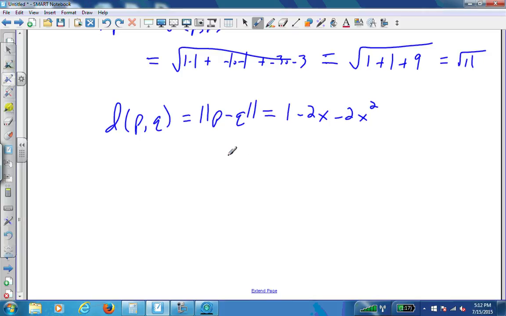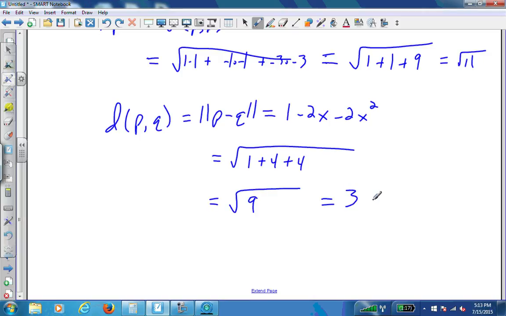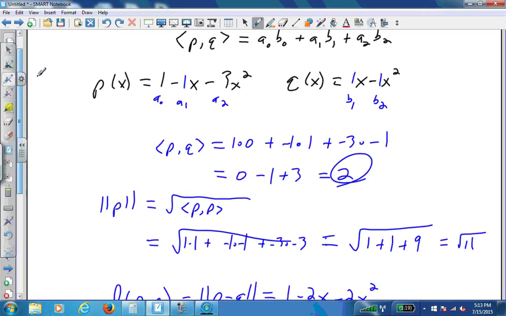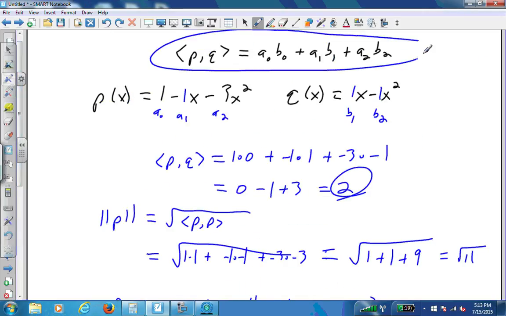Then if we want the norm, that's the square root of the first one times the first one, plus the second one times the second one, plus the third one times the third one, or the square root of 9, also known as 3. We could do this with matrices, with polynomials, whatever, as long as we begin by defining what our inner product is.